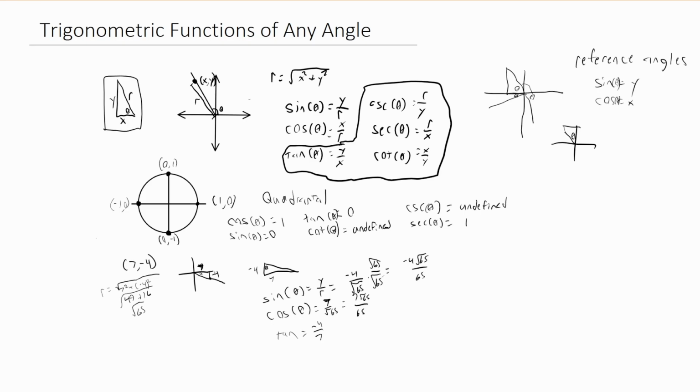Now to find cosecant, secant, and cotangent, we simply reciprocate each of these. So cotangent will be -7 over 4, secant will be root 65 over 7, and cosecant will be -root 65 over 4. Now, in order to find reference angles, since they're always going to be adjacent to the positive x-axis, it depends on what quadrant you're in as to how you find it.